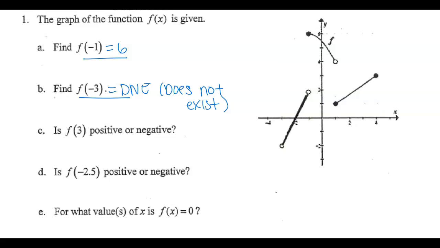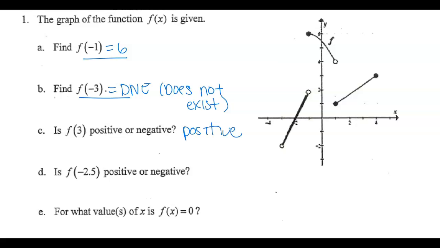The next one says find f of +3. For f of +3, we need to determine if it's positive or negative. So Brooks, look at the graph. At f of 3, is it positive or negative? Positive. +3 is right here. It has this point that's on your graph. So this one is going to be positive.